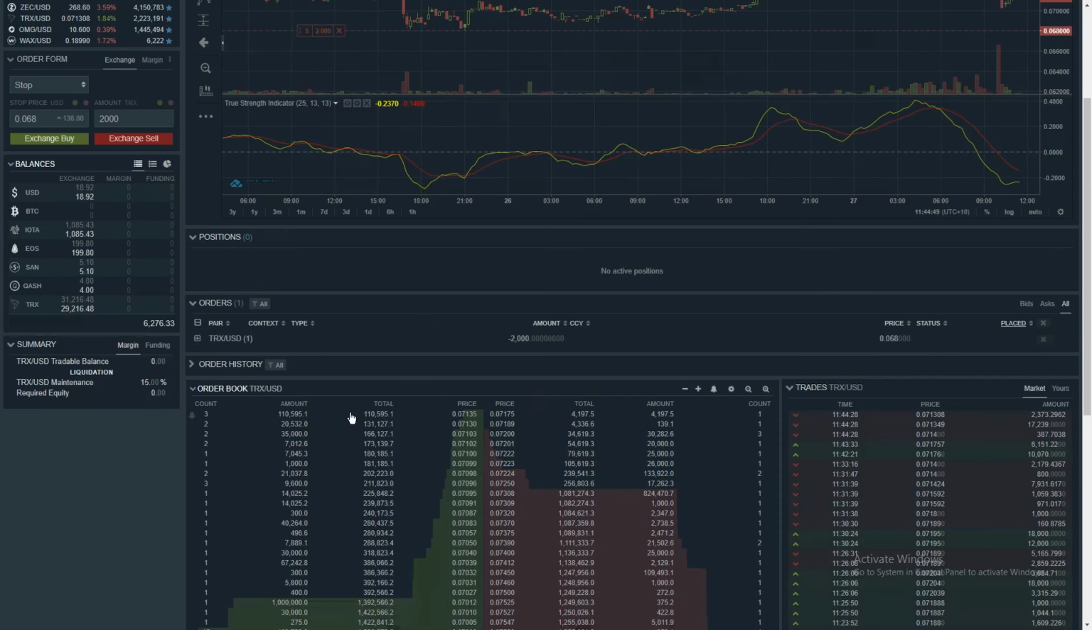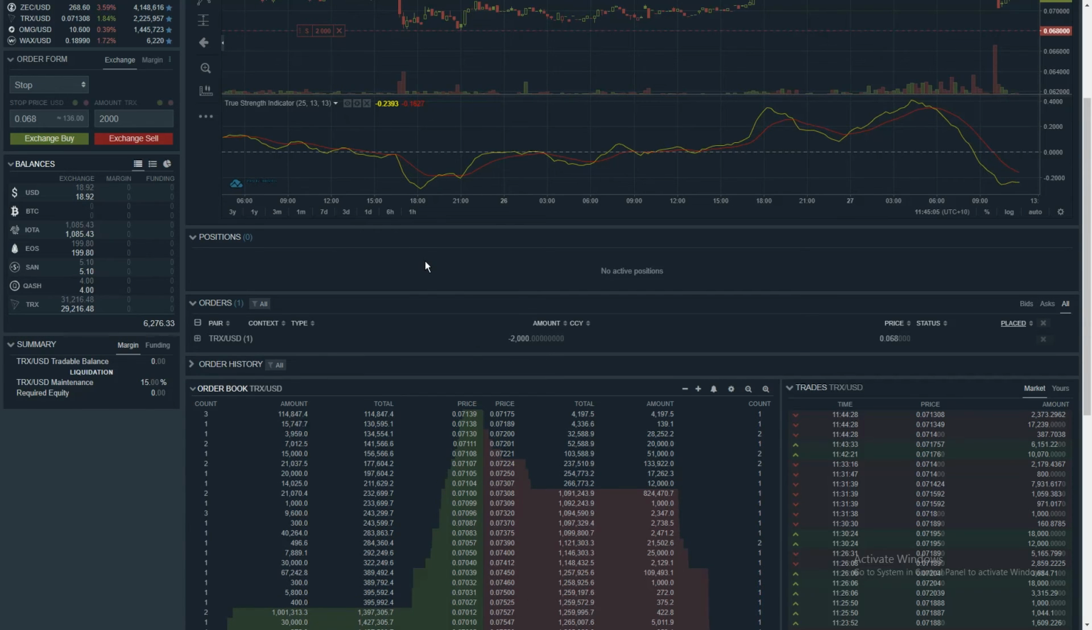Now it's going to try and do it on the top of the book using the top order on the book. If the top order is smaller than yours, it's going to pick the next one down, and the next one down, and the next one down, etc., etc. So that's where you start to run the risk of, if you dump too much at once, that you can actually cause a cascade effect.